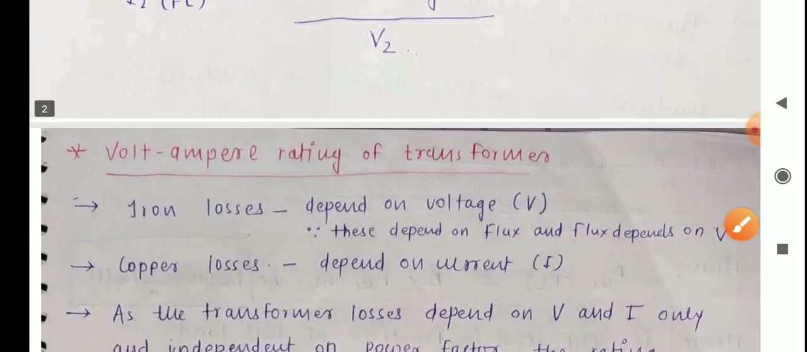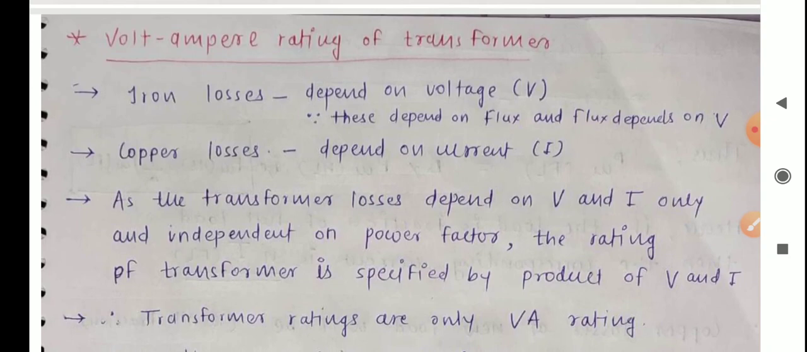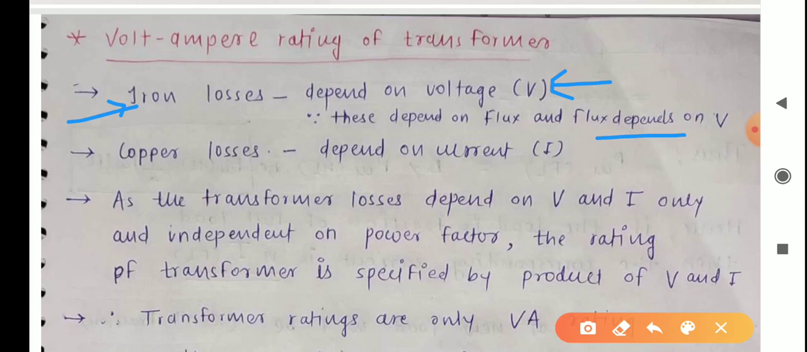Now, from this we can understand why the ratings of the transformer are measured in volt ampere. We have already seen that copper and iron losses are the constant losses. They only depend on the connected voltage. If the connected voltage is constant, then flux will be constant, and therefore the flux density will be constant. That means iron loss will be constant.